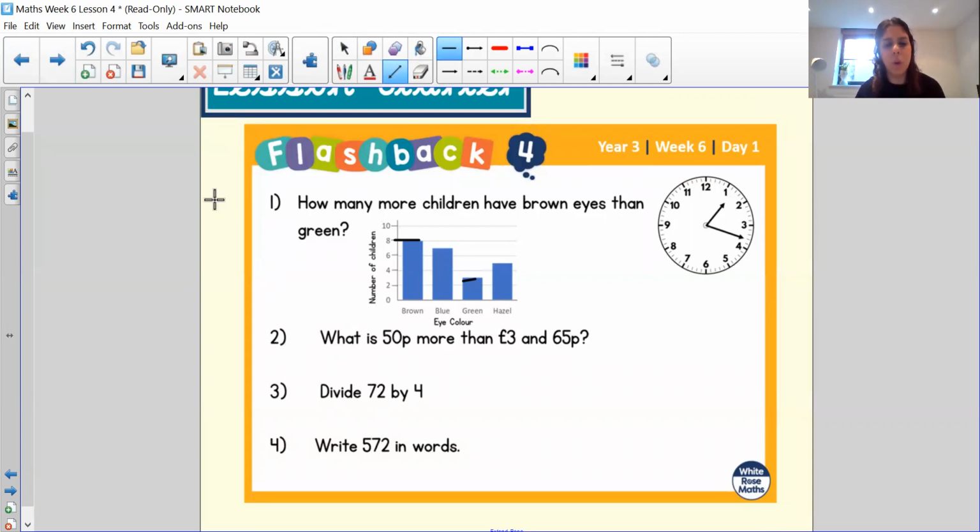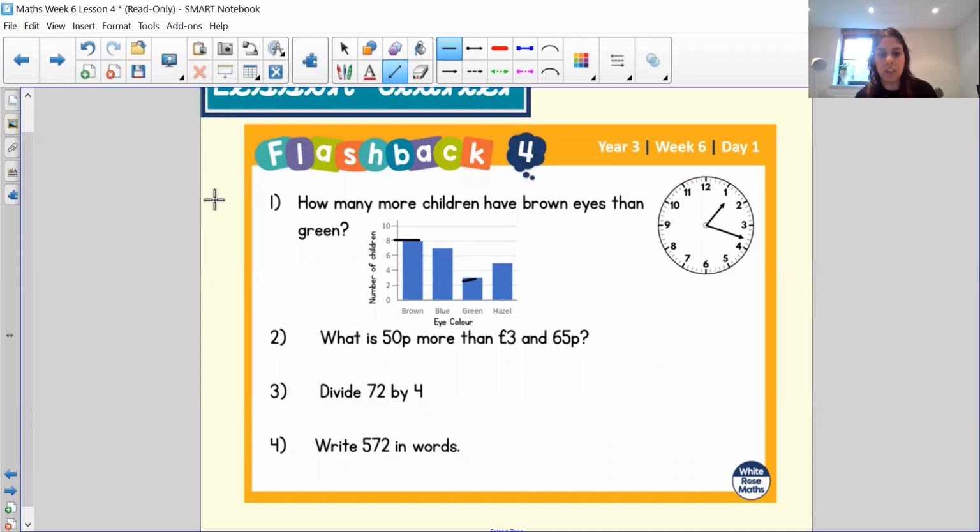Okay, question 2. What is 50p more than £3.65? I'm going to let you do that one by yourself, and we'll go over the answers for these in a moment. £3.65, you've got to think of 50p more than that. So if you want to, you can turn the pounds and pence into pence first. You can do this on a number line, or you can do it by writing them underneath each other and adding them together.